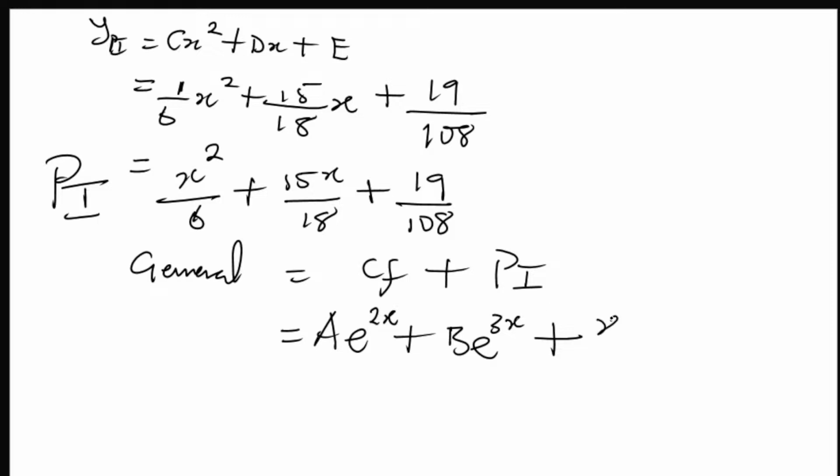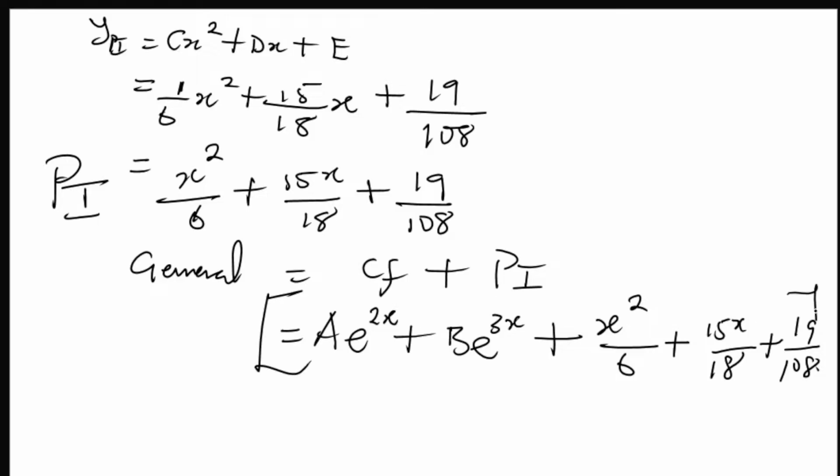So this is x squared divided by 6 plus 15x divided by 18 plus 19 divided by 108. So this is the general solution for your given integral, and this is what you are asked to calculate for. Is that not simple?